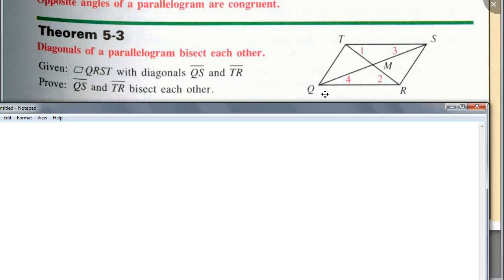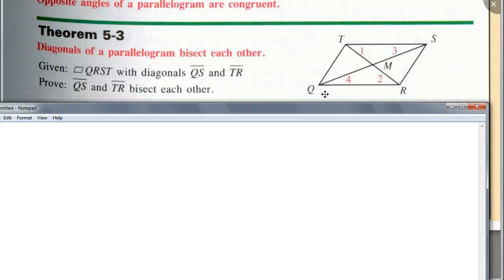Exactly. Remember, we just learned that theorem. What do you know about the opposite sides of a parallelogram? They are congruent. So we could use the previous theorem, right? Therefore, these 2 triangles, TMS is congruent to RMQ because of angle side angle. Correct? Does that make sense?